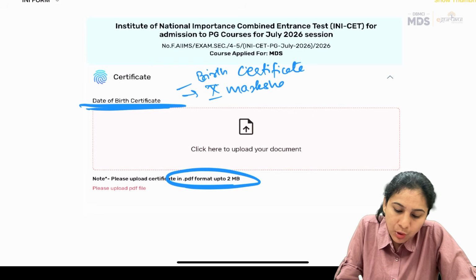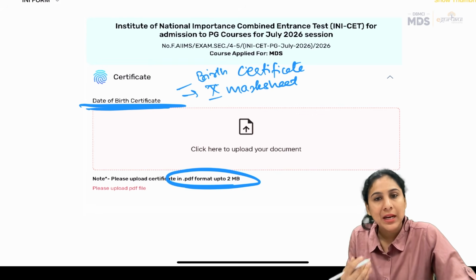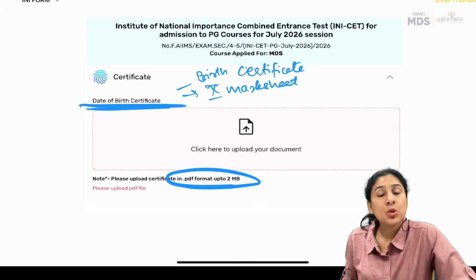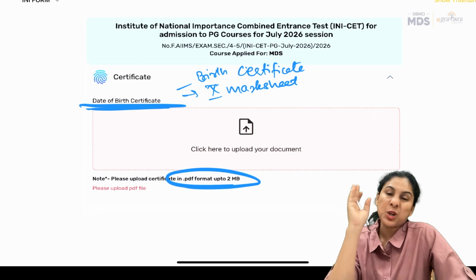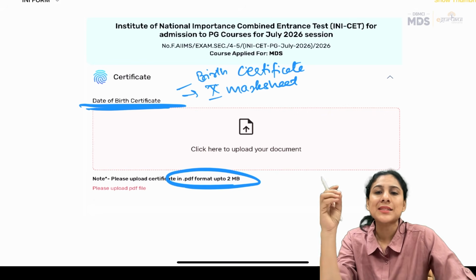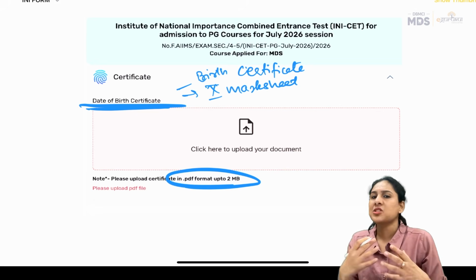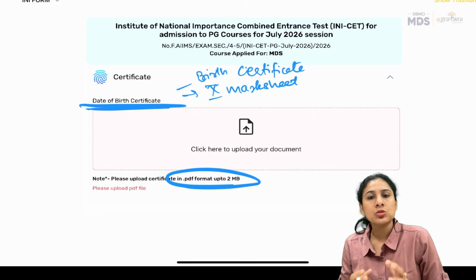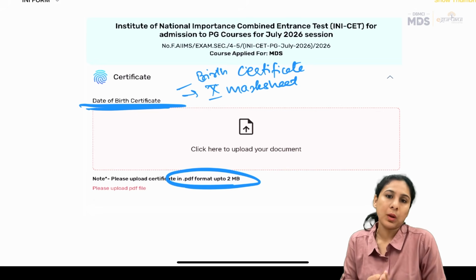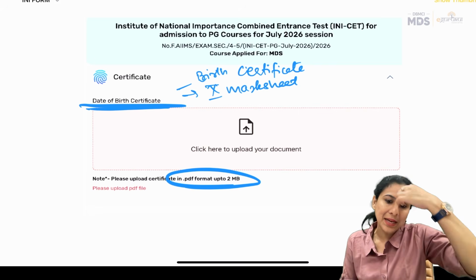All right, I've already put the list of documents which are allowed in the previous slides. You can also read that in the prospectus. Yes, you can put your 10th standard mark sheet, which is the board mark sheet, right? The CBSE or the state board mark sheet. That is also required in PDF format up to 2 MB. So this is something new which was not there till last year.